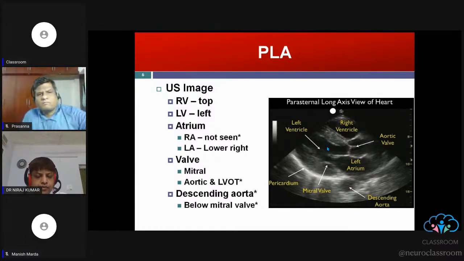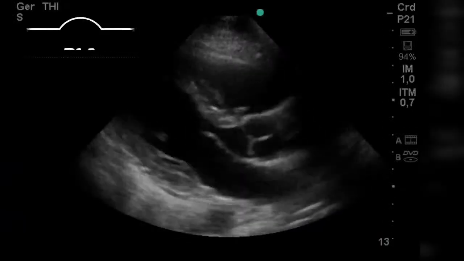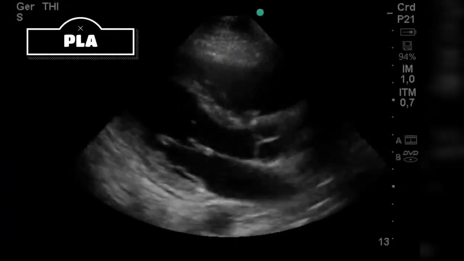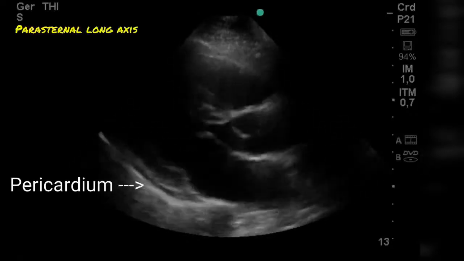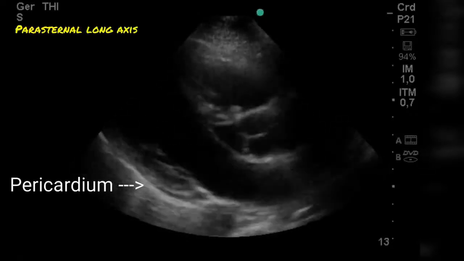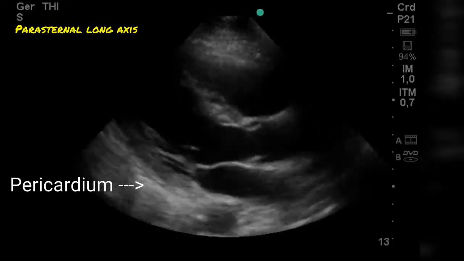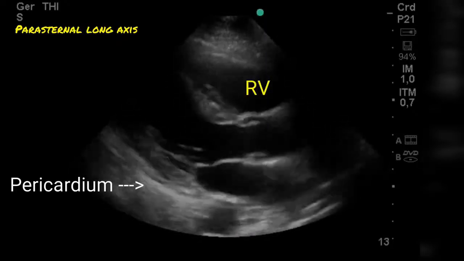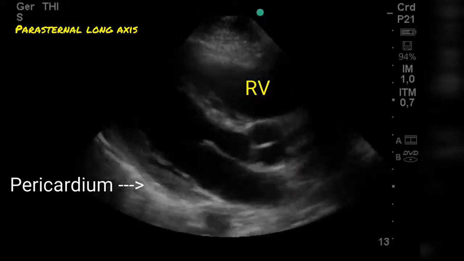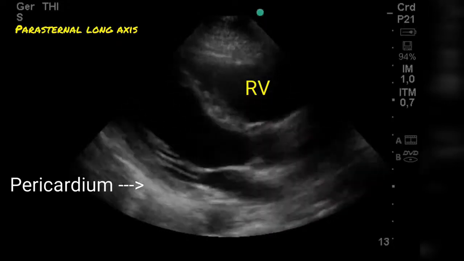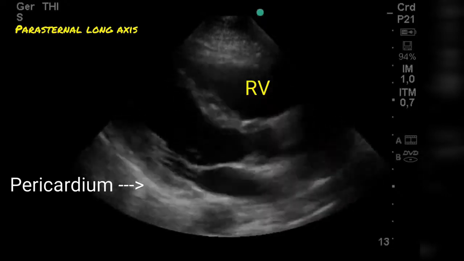We have a first video for parasternal long axis. This is the parasternal long axis view. First of all, we have to identify the bright hyperechoic line surrounding the heart, which is the pericardium. After that, in the superficial portion of the screen, we can see the cavity of the right ventricle. After that, in the left portion of the screen, we can identify the cavity of the left ventricle.